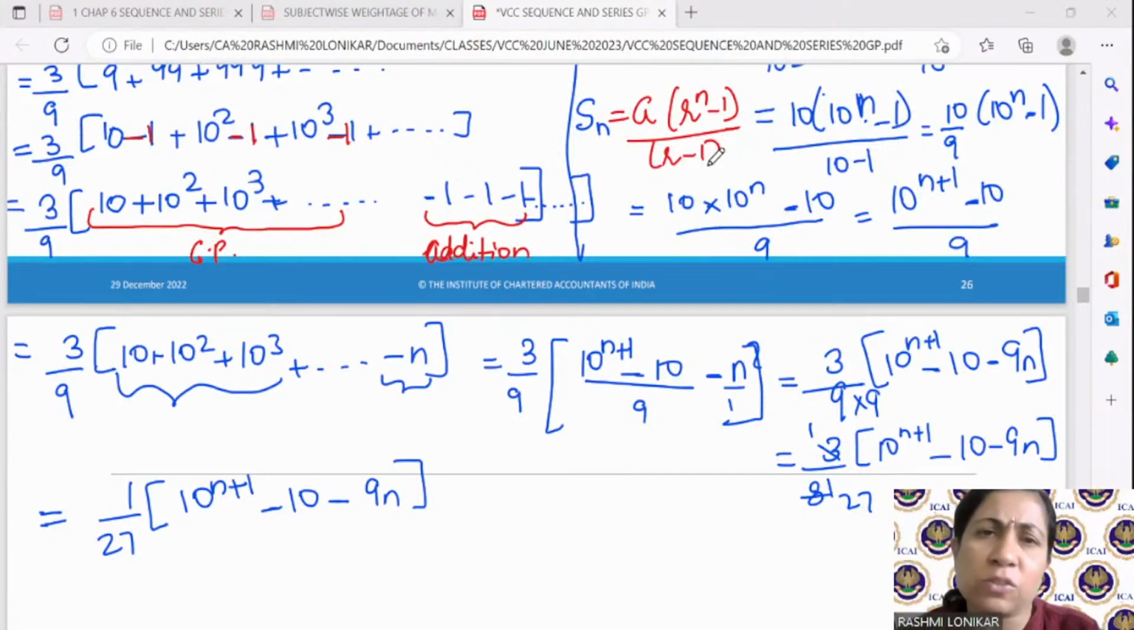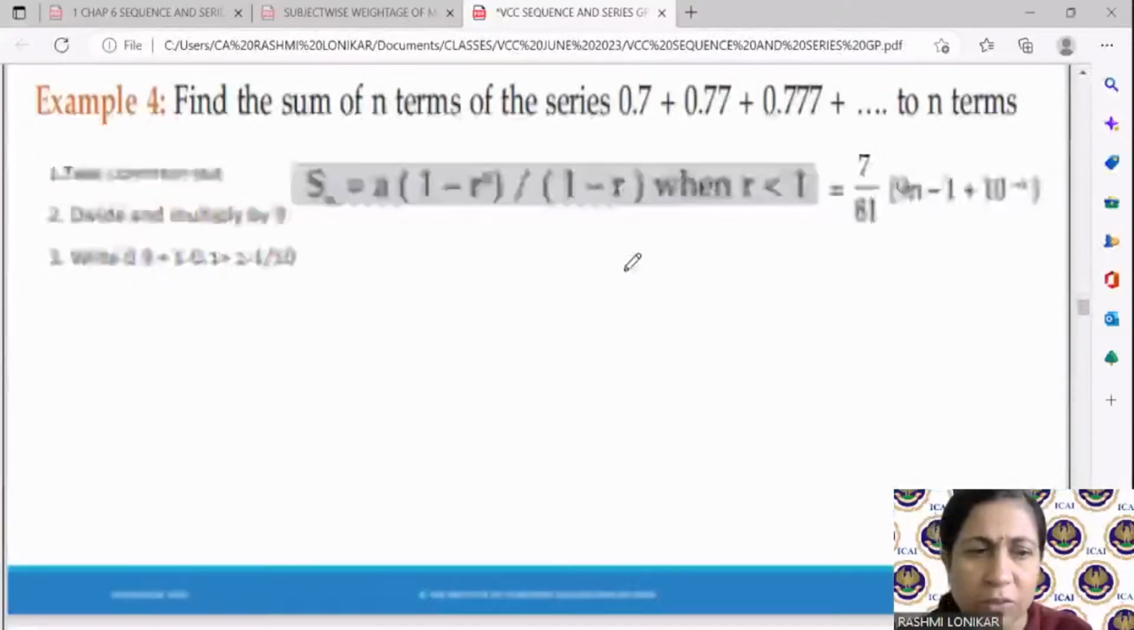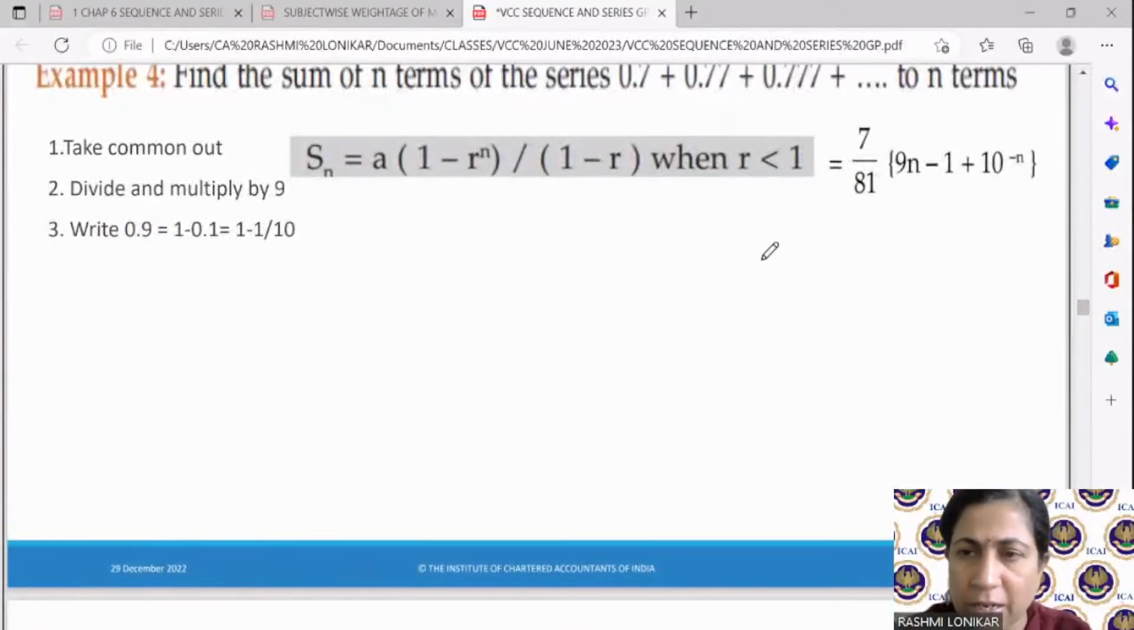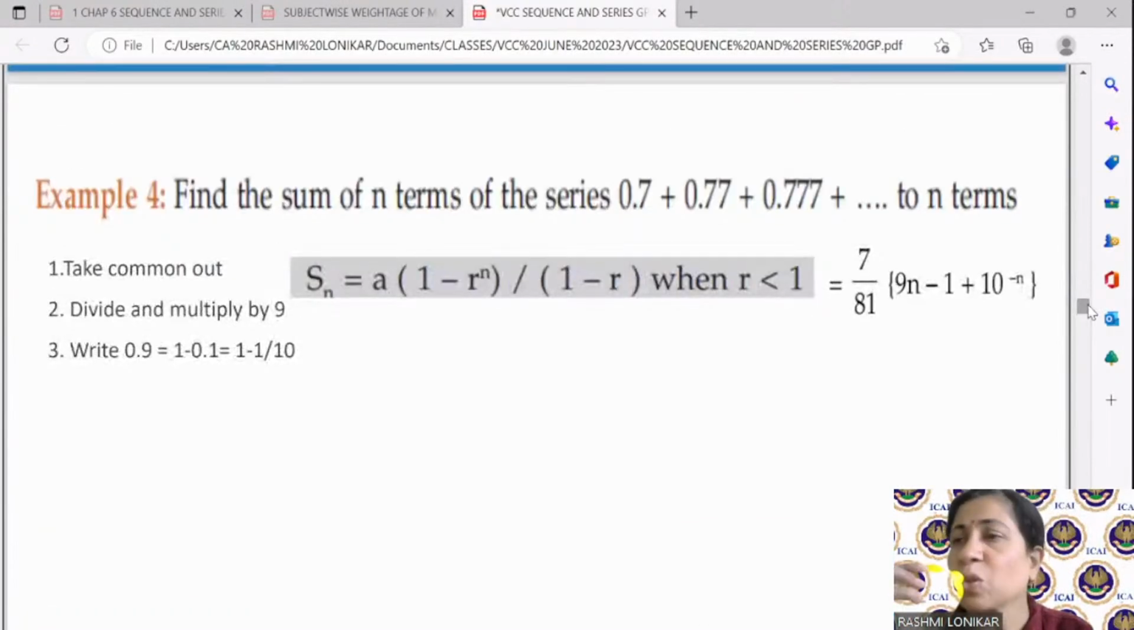It's not difficult, you just have to remember 3 steps, okay? So take out common, multiply and divide by 9 and then rearrange it such that you will get a GP and an AP, okay? So let me take another example and you will be able to find out, okay? Now let us take it with the decimal. So that is my aim.